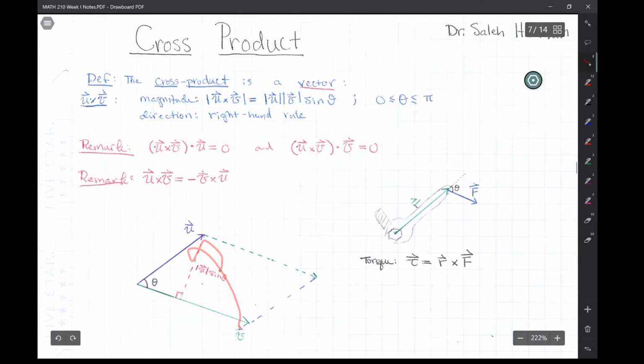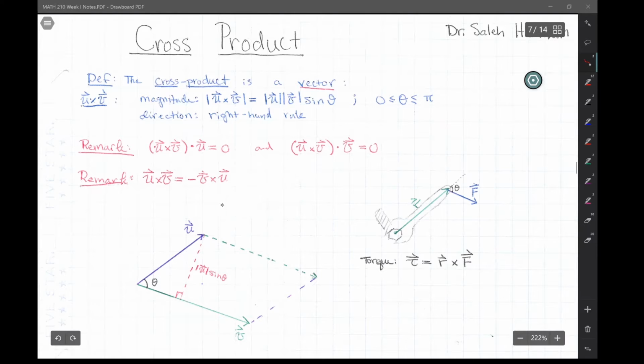v cross u is going to have the same magnitude, right? v cross u would have the same magnitude, but now you rotate your fingers from v to u and your thumb should point out in that case. Okay, so it should point out of the page in that case. And so we have this other remark that says u cross v is equal to minus v cross u. So the cross product is not commutative. That minus sign means sometimes it's called anti-commutative. So you keep the same magnitude, but you flip the direction when you change the order of these two vectors.